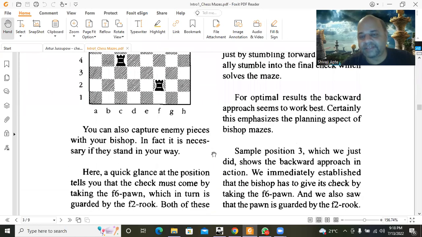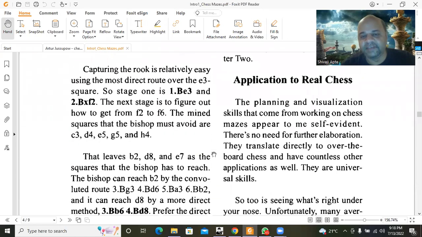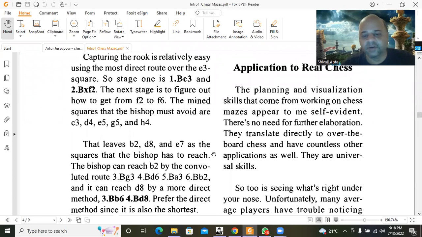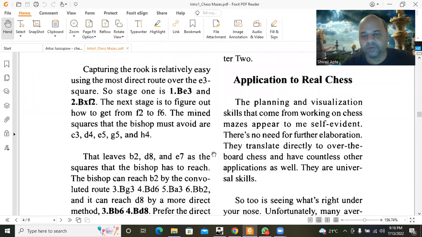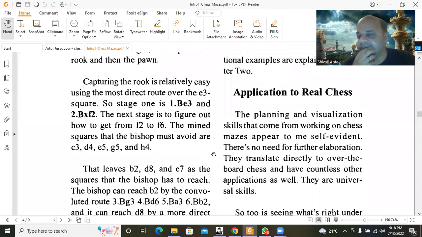So we have discussed this forward way and reverse way. Now, what is the application to real chess? Why is this important, right? There are two reasons. First of all, you have to do this exercise just by looking at the chessboard.